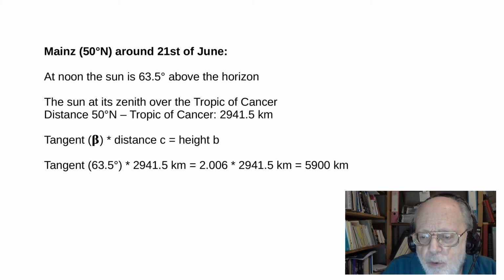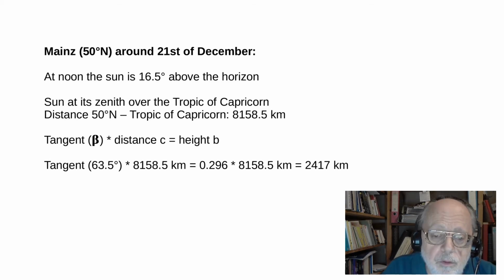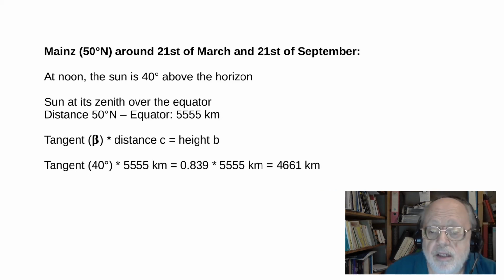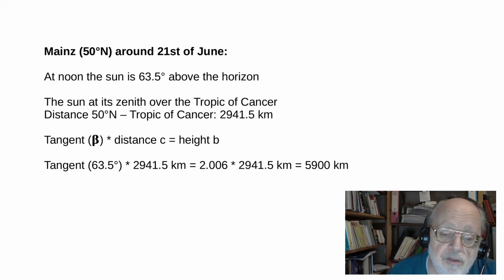And the solstice on June 21st, when the sun is in the center of the Tropic of Cancer in 23.5 degrees north, the sun in Mainz will be 63.5 degrees above the horizon at noon. And we get, after the computation, the height of the sun is 5,900 kilometers. We get from the observations in Mainz that the sun is 2,417 kilometers above the Tropic of Capricorn at the beginning of winter, 4,661 kilometers above the equator at the beginning of spring, and 5,900 kilometers above the Tropic of Cancer at the beginning of summer.